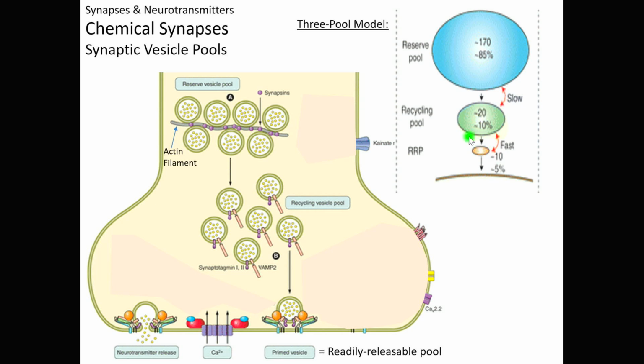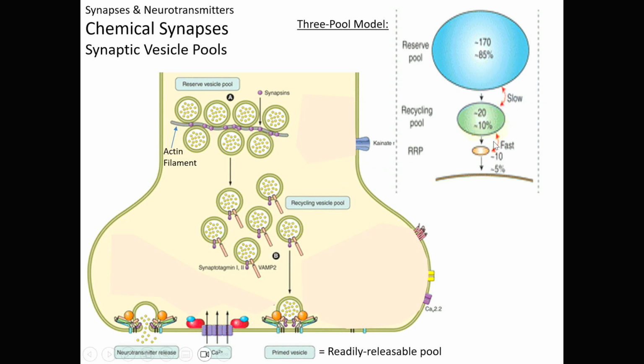The third pool here is called the reserve vesicle pool. It's by far the largest, as you can see. About 85% of all the vesicles belong to this pool. And what happens here is when you have started to use up all of your readily releasable and recycling vesicle pools, the reserve pool can then release vesicles that can replace those other two pools, but it does so only slowly.